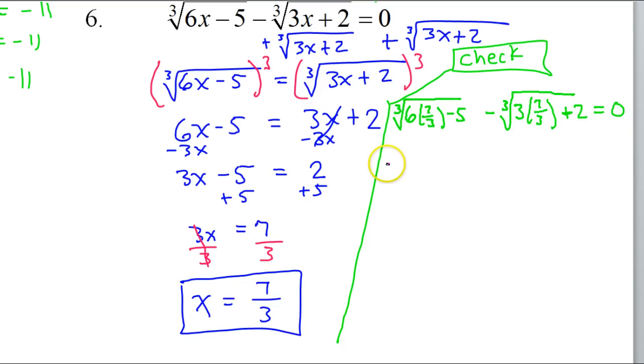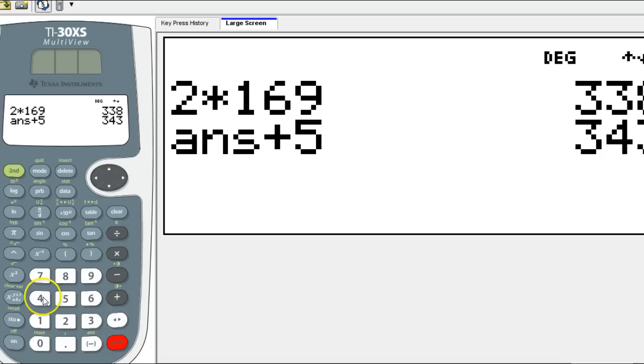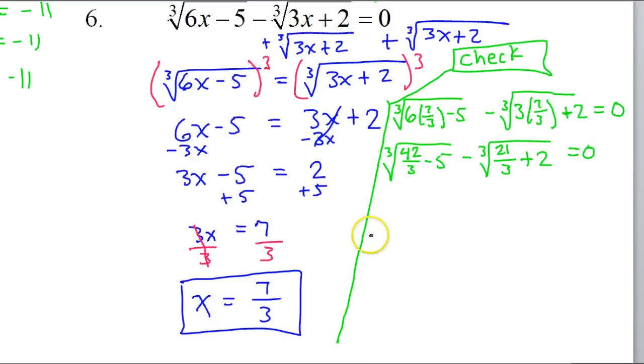Okay. So this would be the cube root of 6 times 7 over 3. 6 times 7 is 42. So this would be 42 over 3 minus 5. Alright. 3 times 7 is 21. So this would be 21 over 3 plus 2. Alright. Now 42 divided by 3 is 14.